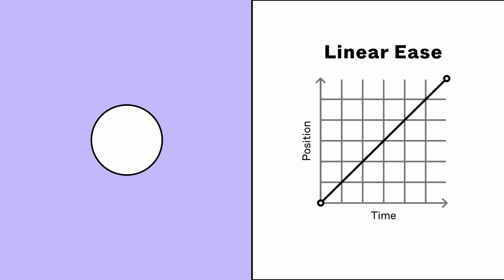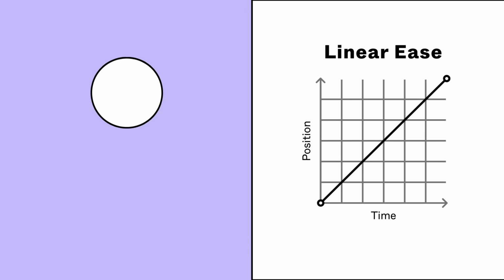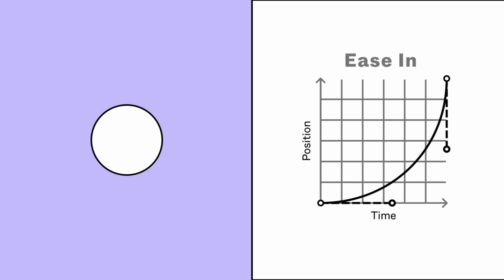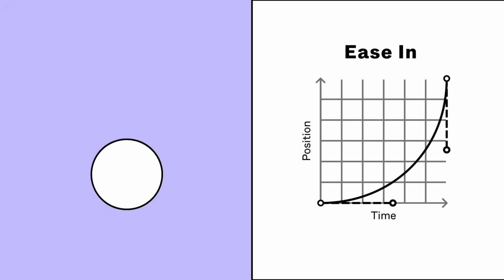A linear ease is applied in a constant linear way represented by a straight line. As objects in nature rarely move at a constant speed, linear curves can look unnatural or robotic. When you compare this to the curved line of an ease in transition, we get a much less robotic animation.